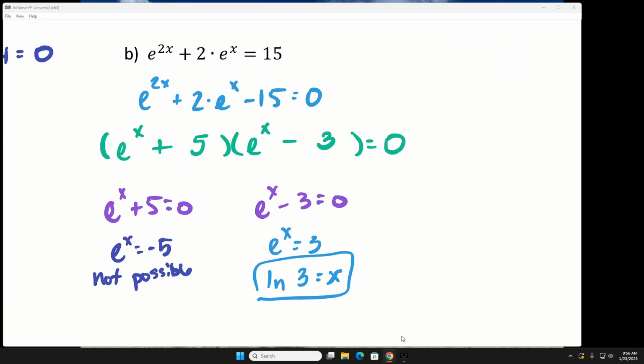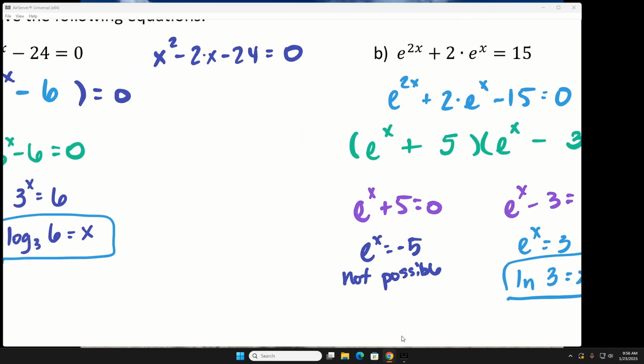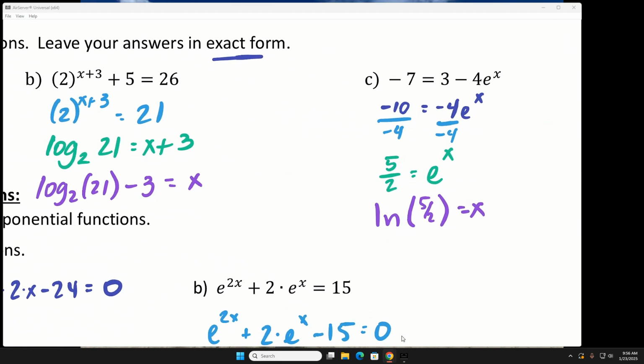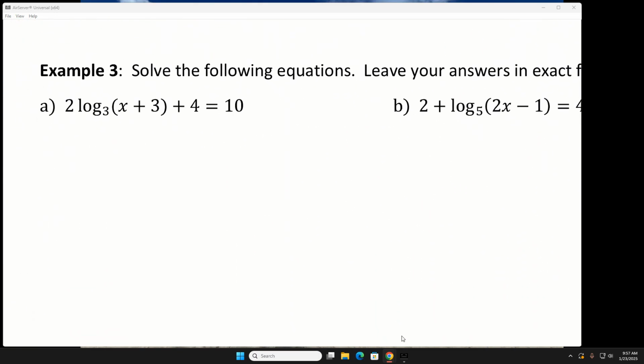Okay, so that's how you solve exponential equations when you have a situation where you're going to factor, or you just have a basic exponential equation. You have to use logarithms to solve. It's the only way you can get the exponent down, or get the x down from the exponent, is to use logarithms. Okay, then the last 3 we're going to do are going to be logarithmic equations, and the only way we can solve those is to use the exponents.